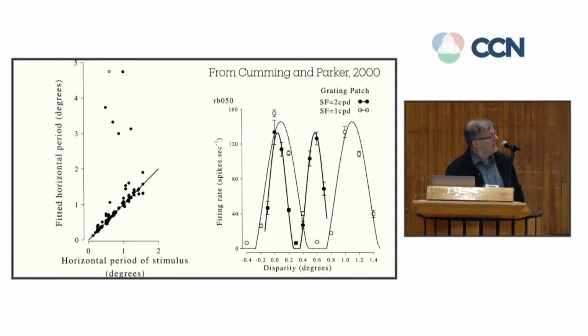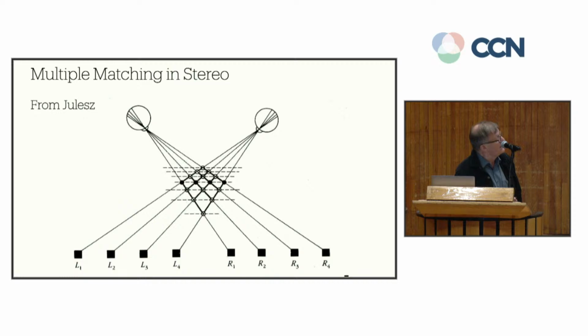That's shown here. On the right, you see a measurement where the bars of the grating are at 1 cycle per degree and at 2 cycles per degree. And you see the secondary peak shifts according to the feature which is falling on the receptive field of the neuron. That's summarized here. The position of the fitted horizontal period and the horizontal period are linked to the actual local feature in the display. Now, that is suggesting that all of those are visible within V1.